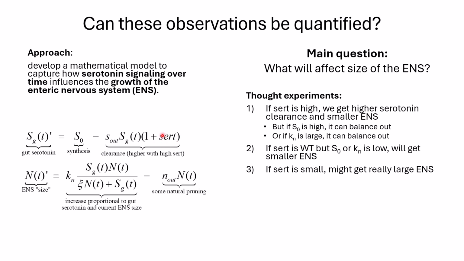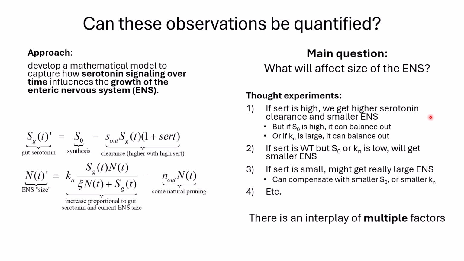Or as I said, if this one is really small, but these are really large, then maybe we get a large enteric nervous system because we can compensate with a smaller production term or smaller KN, etc. So there are these interplays. It's not just about the expression. It is really how these things are interplaying with each other and how they will balance each other out.